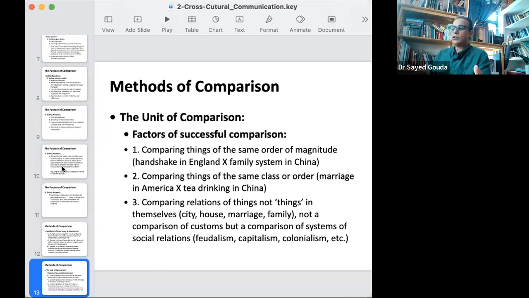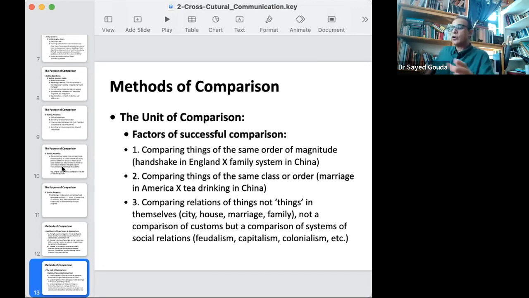That's why we cannot compare, for example, a handshake in England and the family system in China. The handshake in England is a tiny, small social behavior. We cannot compare it with such a major social system as the family system in China. They don't match, okay? The other thing is to compare things of the same class or same order.